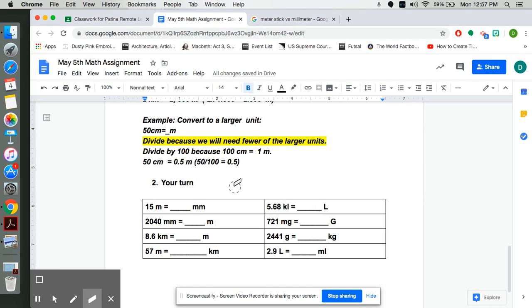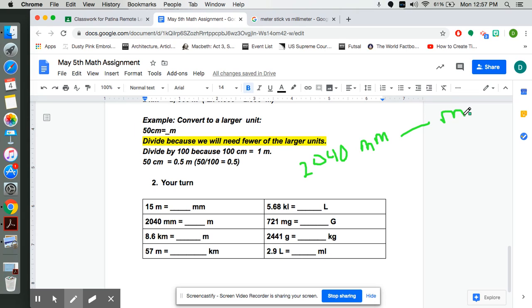Now this one, I have 2,040 millimeters, and I'm trying to figure out how many meters that makes. So I'm starting this time with the little tiny tick marks, and I'm moving to the big meter stick. So I'm going from small to big. And remember, if I go from small to big, I am doing the opposite. I'm going to be dividing.